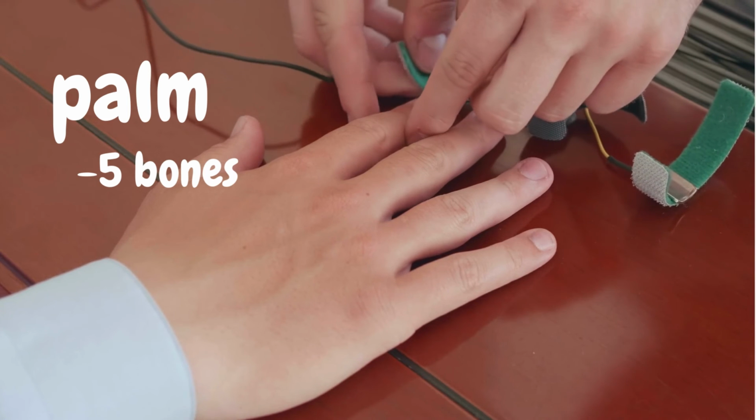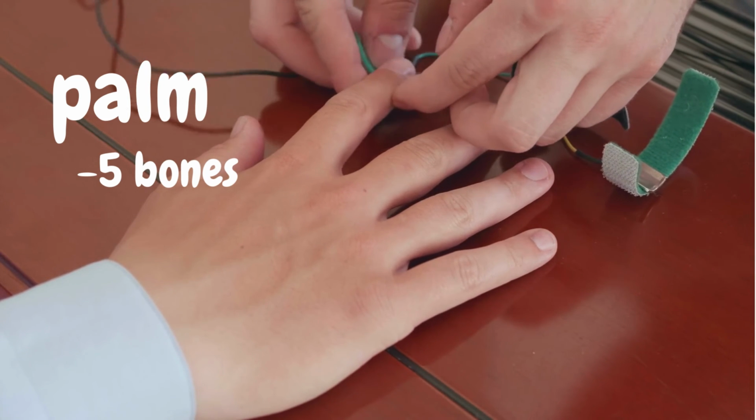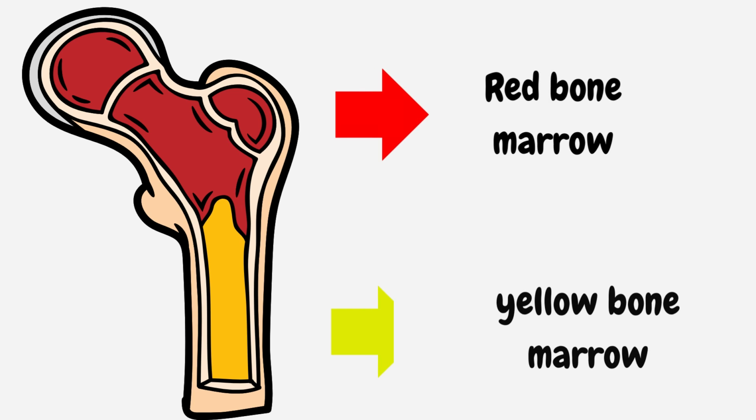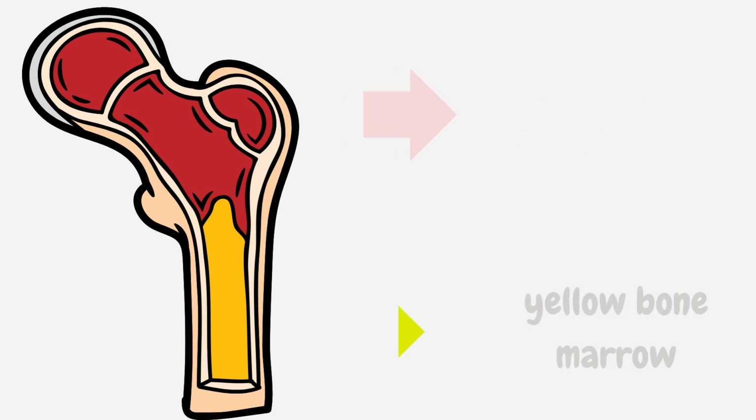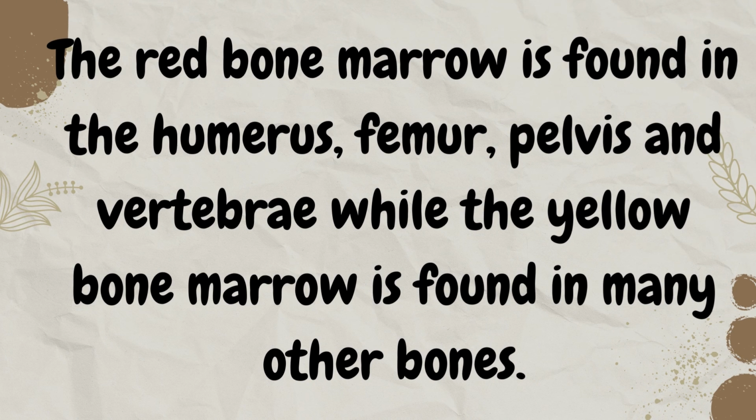Inside the bones are bone marrows that are very important for the body to manufacture blood cells. Bone marrows are of 2 types, the red bone marrow and the yellow bone marrow. The red bone marrow is found in the humerus, femur, pelvis and vertebrae, while the yellow bone marrow is found in many other bones.